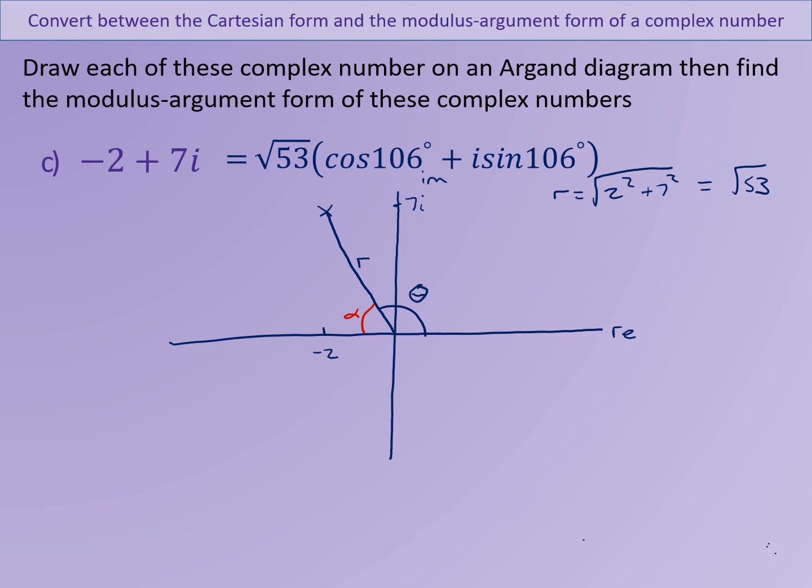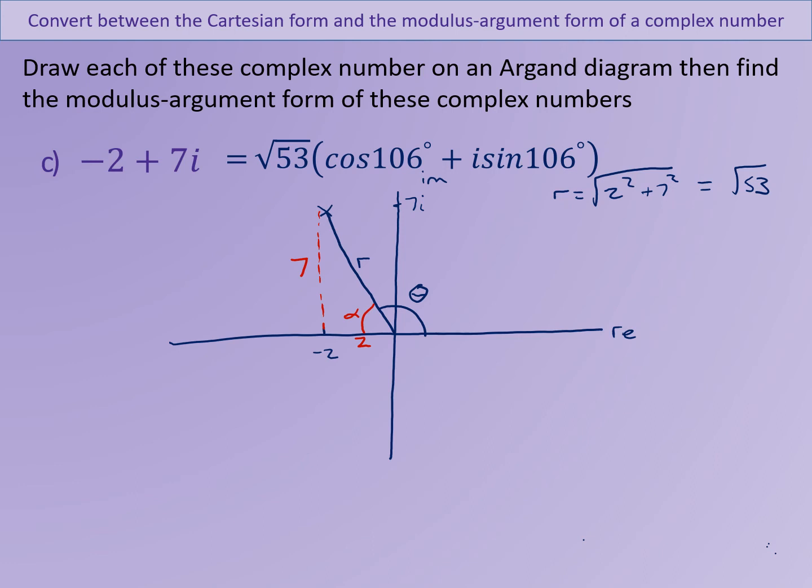So in order to find alpha, I'm just going to change this into a right angle triangle. I can see the height of that triangle is 7 because of the 7i. So the base of that triangle is 2. I'm just going to call it positive 2 because lengths are always positive. So that's the base of the triangle.